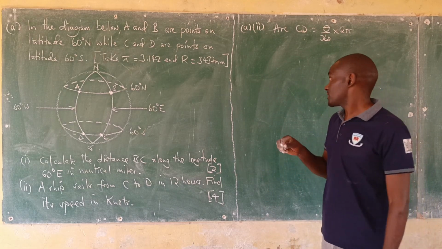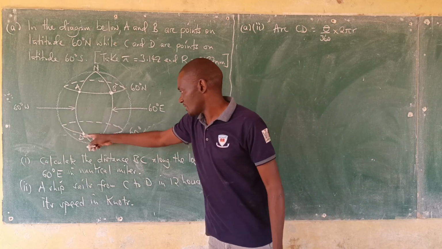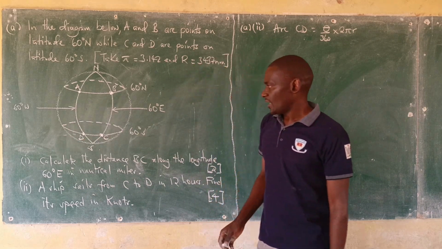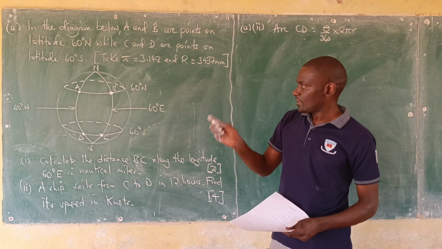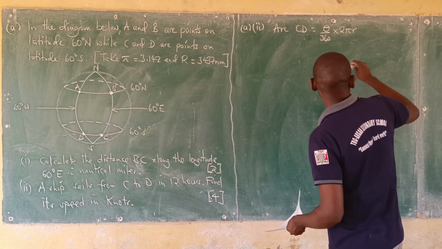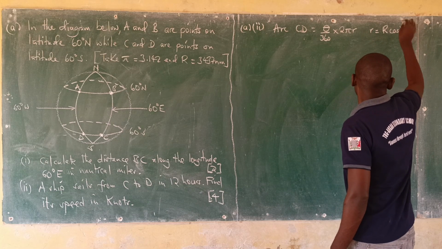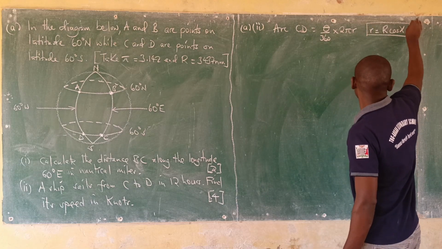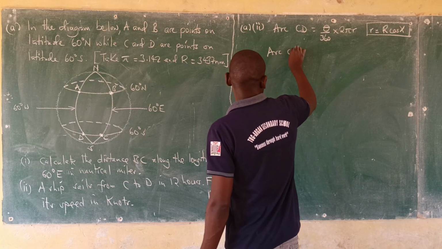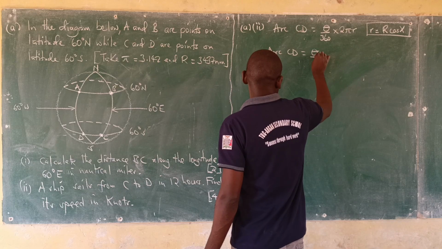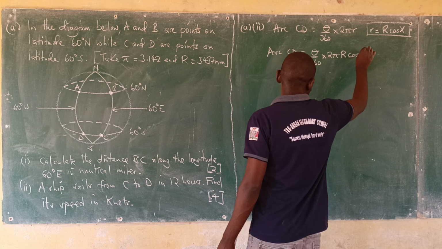Now, the r we are using is a small letter r. Why? Because we are using this circle. This circle is a small circle, it's a latitude, and it will be denoted by a small letter. A capital letter is only used when we are using the radius of the earth. Now, we also know that r is simply equal to capital R cos x. This is the formula that gives us the radius of the latitude. So I can combine, let me just say arc CD equals theta over 360 times 2 pi r cos x, like that.